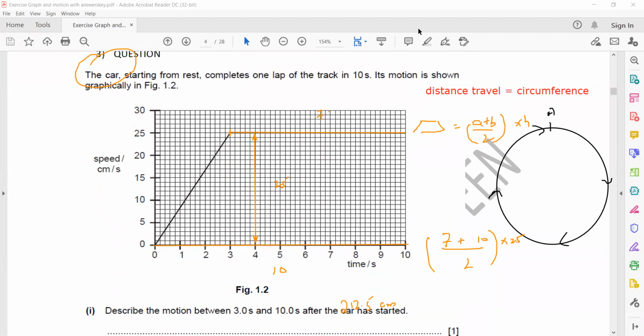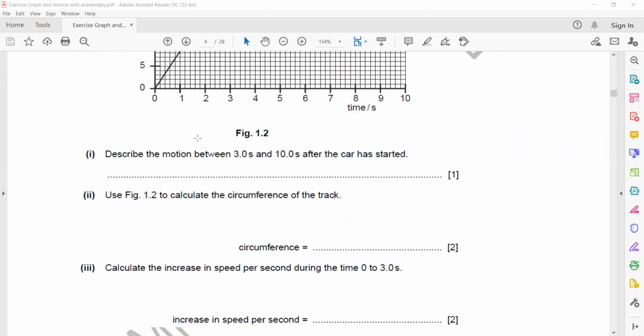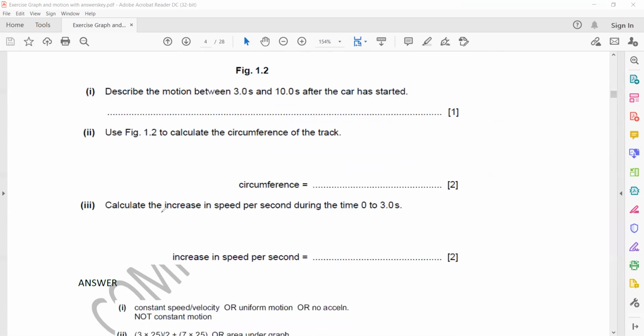The last part, we need the change in the velocity, or acceleration. So they're asking to calculate the increase in speed per second. Basically, increase in speed or change in speed per second. This is a Greek letter called delta, which is normally used for difference. When we are calculating a difference in a quantity, we can represent it by delta.